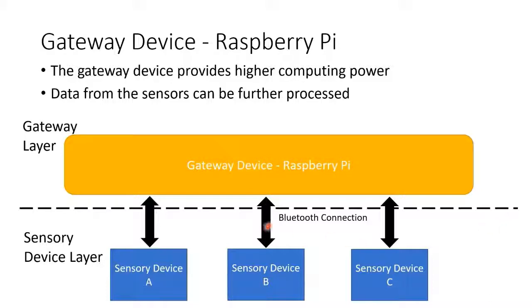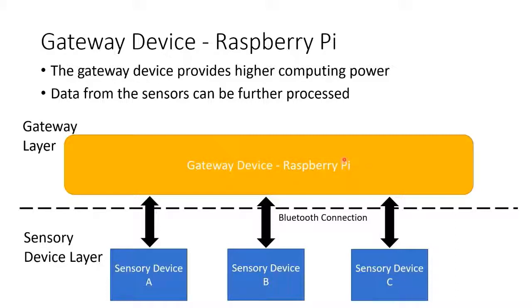As it's over a Bluetooth connection, our gateway device will be our central device, and our sensory device layer will be peripheral devices. As it's over the Bluetooth connection, a central device can connect to multiple peripheral devices. So this gateway device, the Raspberry Pi, even though in this assignment we're only using it with one connection, could be connected to multiple sensors down here.